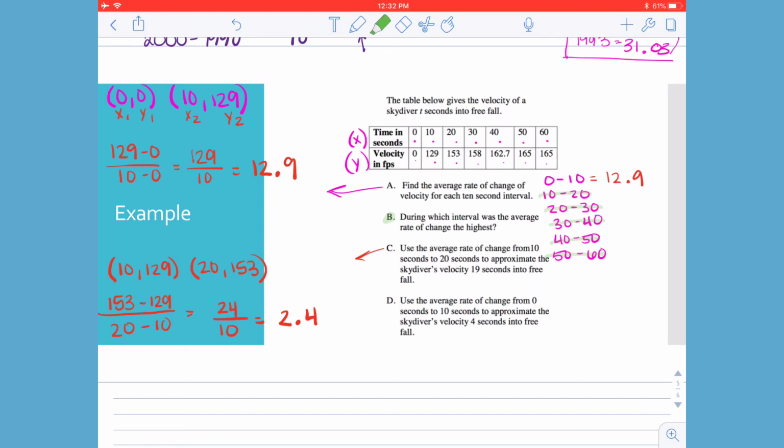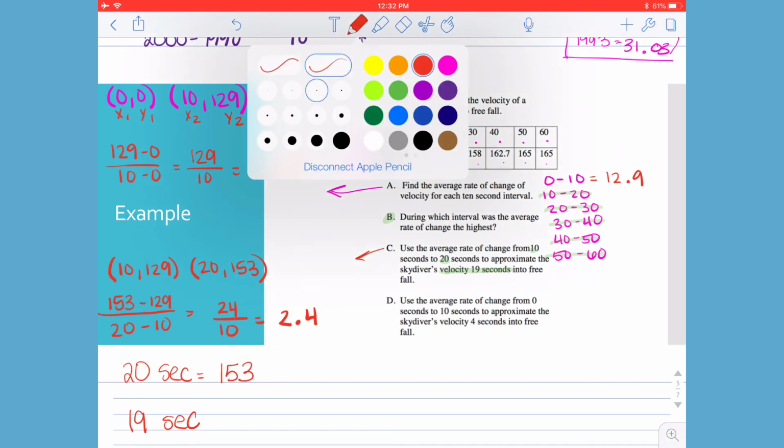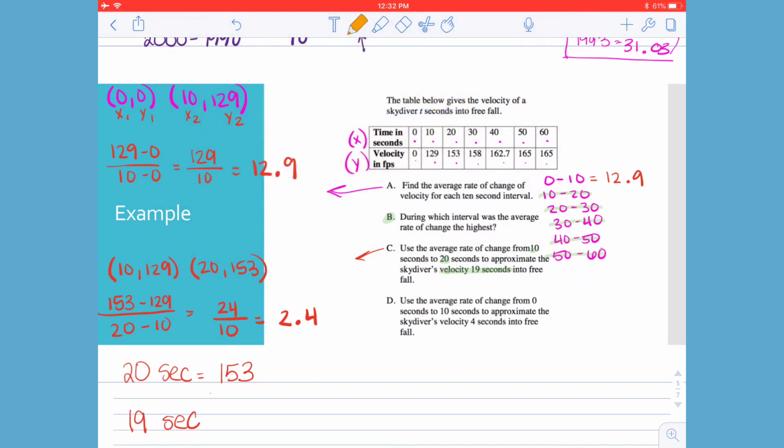In this problem, I was measuring from 10 to 20 seconds, but it's asking me about 19 seconds. So if I start at 20 seconds, I know that I was at 153. If I wanted to get from 19 to 20, I would need to add 2.4 to get to the value at 20. So I'm going backwards because I'm starting at 20 trying to get to 19. In this case, I'm going to subtract 2.4. When I do 153 minus 2.4, that brings me down to my 19-second value, which is 150.6.